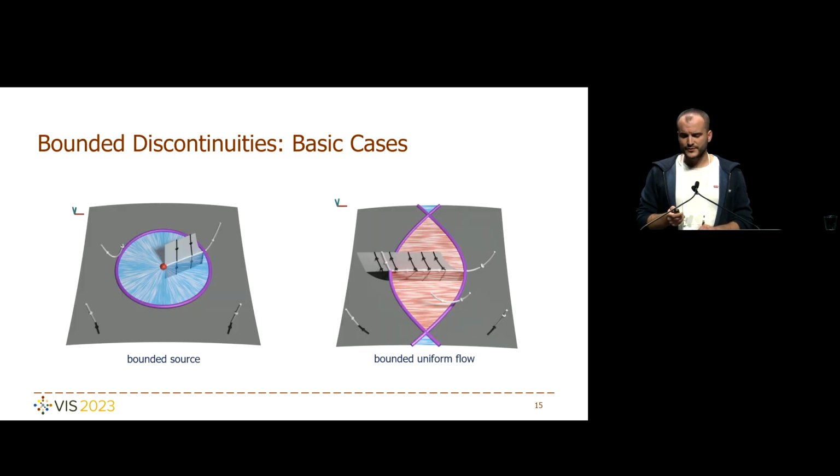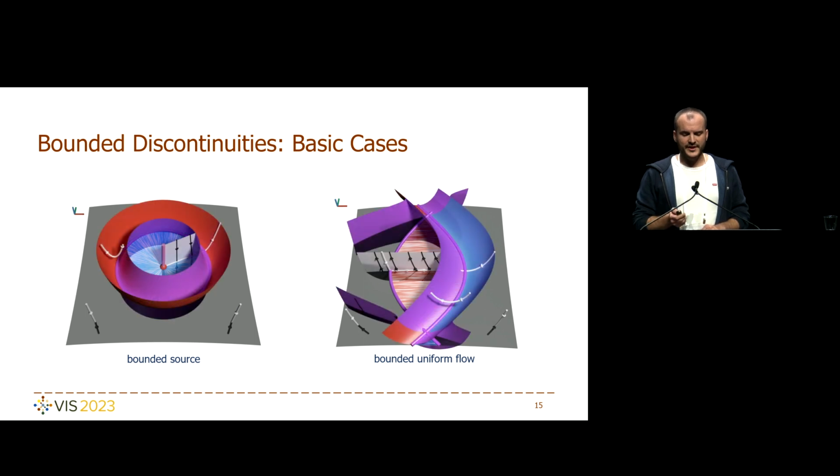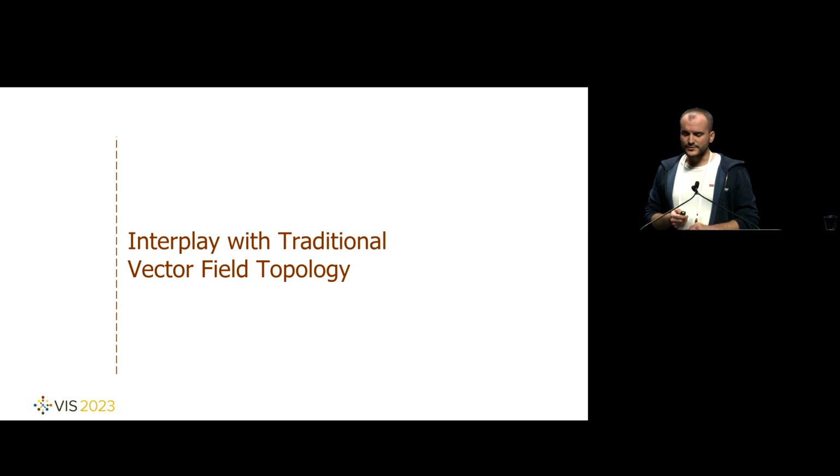We conclude this section with two basic cases of bounded sliding flow. Bounded switch curves can be closed curves, like in the example on the left, or they can intersect multiple times with other boundary switch curves to form closed regions, as seen in the example on the right. Discontinuities also impact traditional vector field topology in the smooth regions of the field.